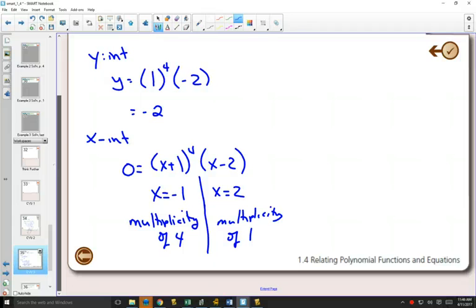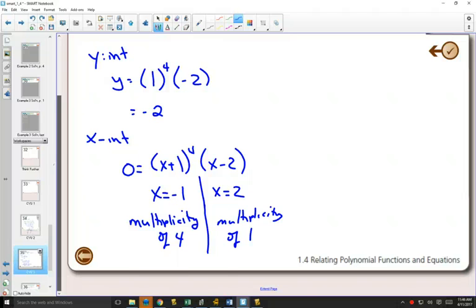So this is where we use that idea of odd and even multiplicities. The multiplicity of 4 means that it's going to have to bounce off the x-intercept. And a multiplicity of 1 means the graph is going to go straight through. The other thing we need to know when we graph this is the end behavior.